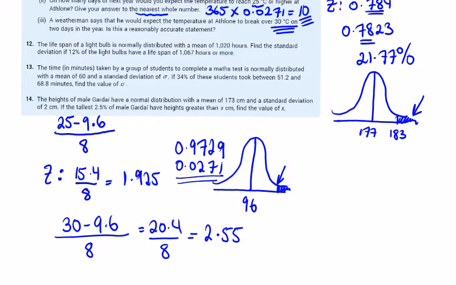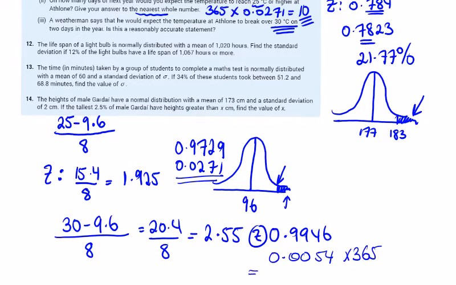So that's tiny. So we're a tiny little tail at this end here. 2.55 gives a value of 0.9946. So there's 0.0054. If we multiply that by 365, how many days are we going to get? 1.971. Yeah, there's a reasonable chance of it happening. I'd say that's a reasonably accurate statement. It could happen.